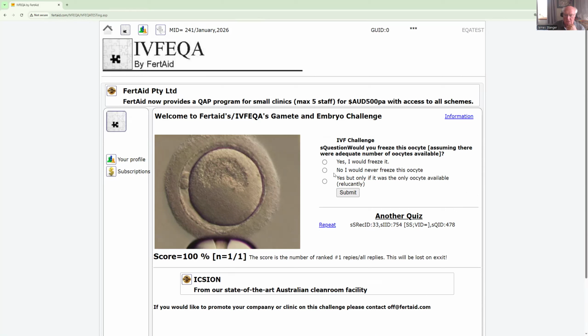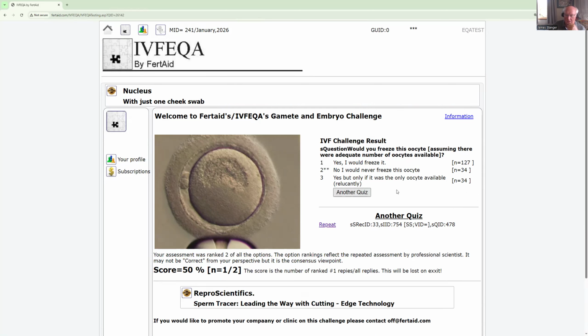Here's an oocyte, and the question is, would you freeze this oocyte? Assuming there were adequate numbers of oocytes, so you can make a choice. And the answer is, would you freeze it or not? It's good zona pellucida, two polar bodies, but there's huge degenerative mass and things. So I would not freeze it. And in this case, there's been about 200 people that have answered the question, and majority said they would freeze it.